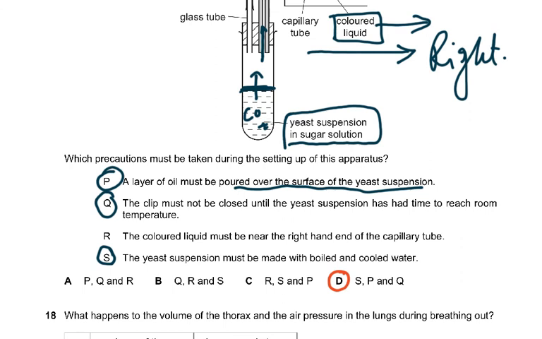You see, the colored liquid must be near the right side. That was the wrong thing. This was not correct. R was wrong. So all these three had R. And that was the one that you had to pick up, that was the wrong one. So it was very easy if you knew which one was the wrong one. All these three had R, and R was wrong. So the only correct answer was D.